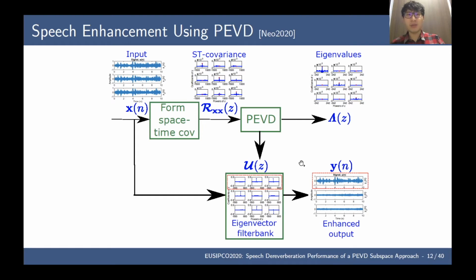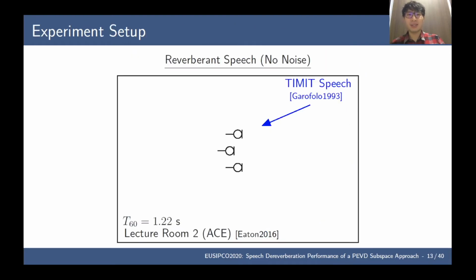I will describe this in greater detail using an example from the following experiment setup. The anechoic speech from the TIMIT corpus is convolved with the Lecture Room 2 impulse response in the ACE corpus to generate the reverberant speech. The reverberation time of this room is 1.22 seconds.